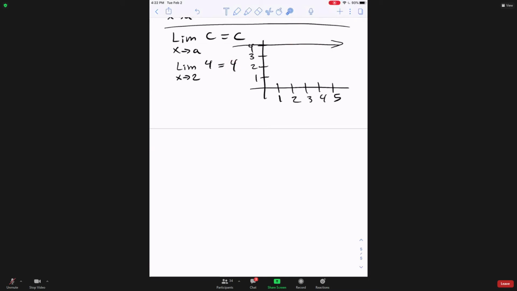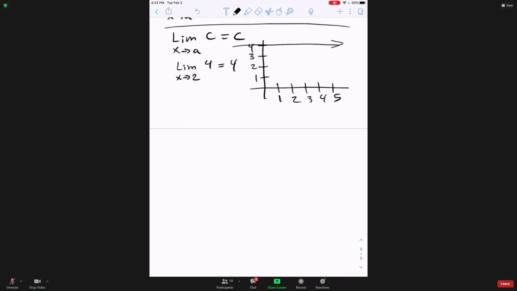It really doesn't matter what x is approaching. I could have used three, I could have used five, I could have used 17. It's going to be four no matter what. So that's basically what this property is saying: the limit as x approaches a of c is equal to c. All right, now let's do some fun problems.